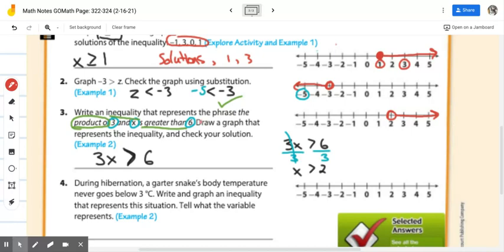Now I need to check my solution. I've already got this simplified, right? X is greater than 2. So I'm going to use that, and I'm going to plug in one of these numbers. I'm going to substitute one of these numbers. Let's try 4 into x and see if this checks out and works. So let's see. Instead of x, it's going to be 4 is greater than 2. Obviously, 4 is greater than 2, so we're good to go. We graphed it correctly.